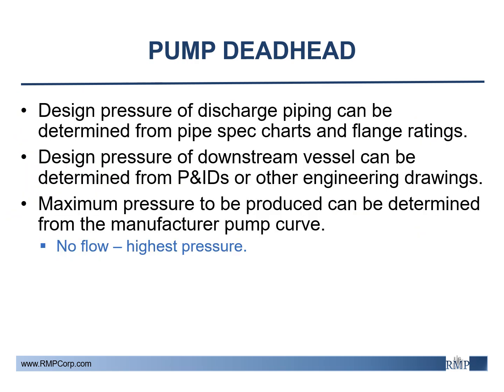The design pressure for discharge piping can be determined from pipe spec charts and flange ratings. Design pressure of downstream equipment can be determined from P&IDs and other engineering drawings. And the maximum pressure to be produced can be determined from the manufacturer pump curve. We'll want to see at the no flow point what will be our highest pressure.